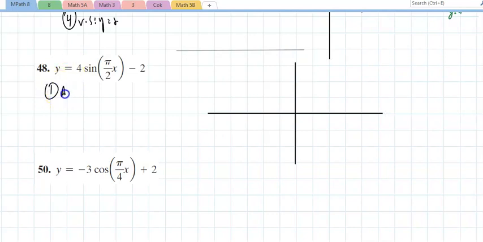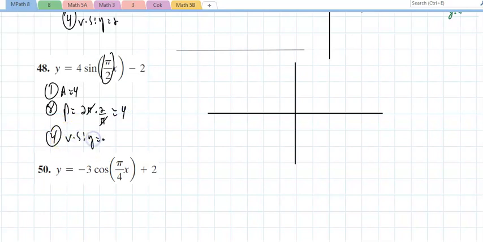One, amplitude is 4. 2, period is 2 pi. Instead of dividing by pi over 2, I'm going to multiply by the reciprocal, so it's only 4 units. Very good. 3 and 4, we have a vertical shift, y equals -2. I'm going to move to my shifts first. Y equal -2. I'm going to label that clearly.